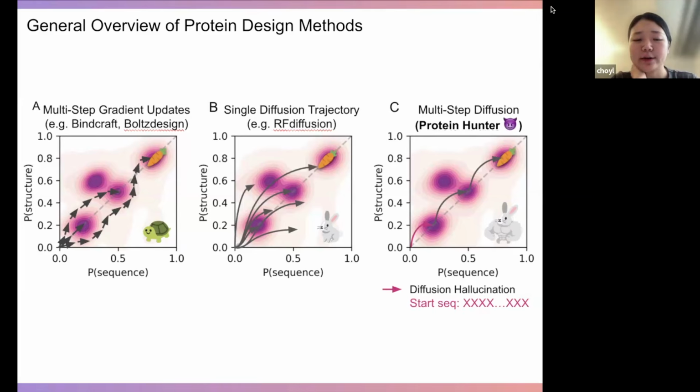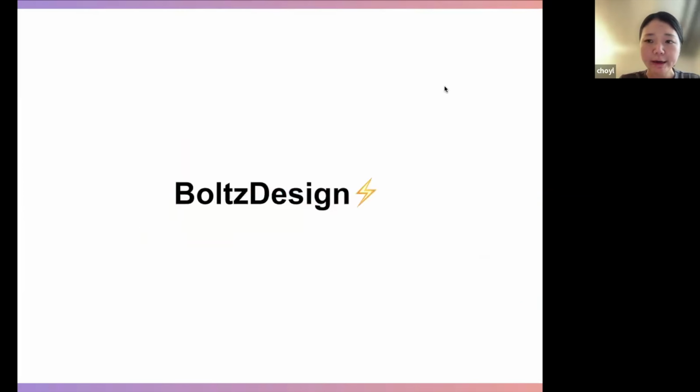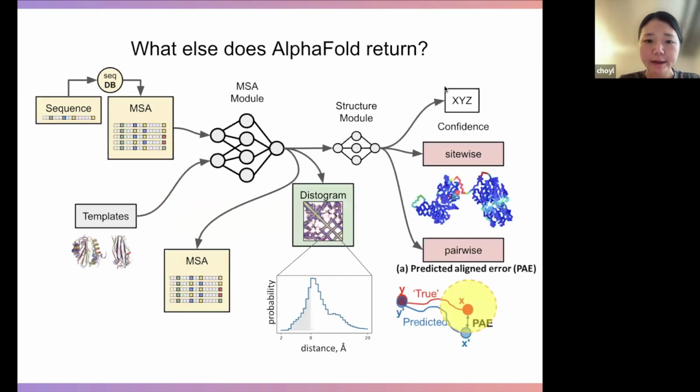Yeah. So Hannah's already briefly explained this method, so I'll just give a general overview. I want to first talk about the backpropagation-based design method. I think you are already familiar with the structure prediction model, but to explain inverting this model, I'll first start with explaining the AlphaFold model.